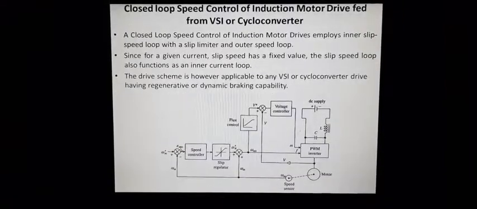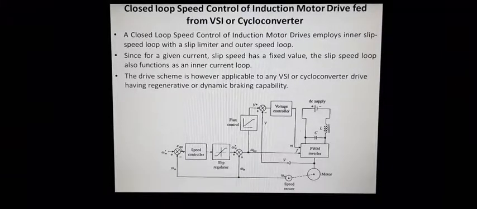So now we are moving to the last topic in this voltage source inverter fed induction motor drive. That is closed loop speed control operation. So this is the block diagram indicating the closed loop operation. So let's see how we can achieve the speed control using this closed loop operation.